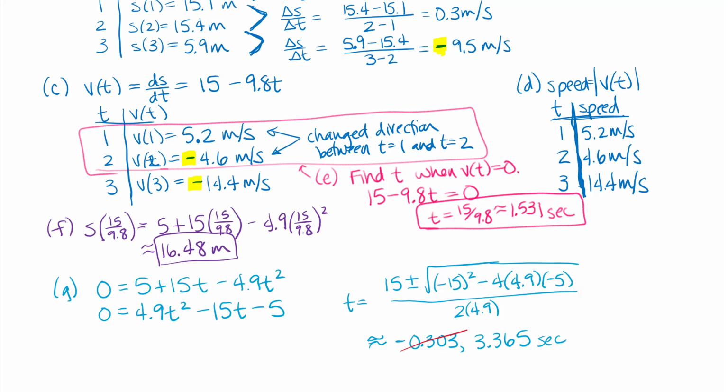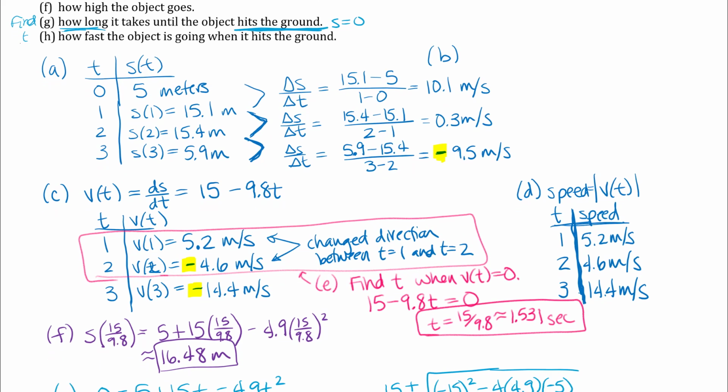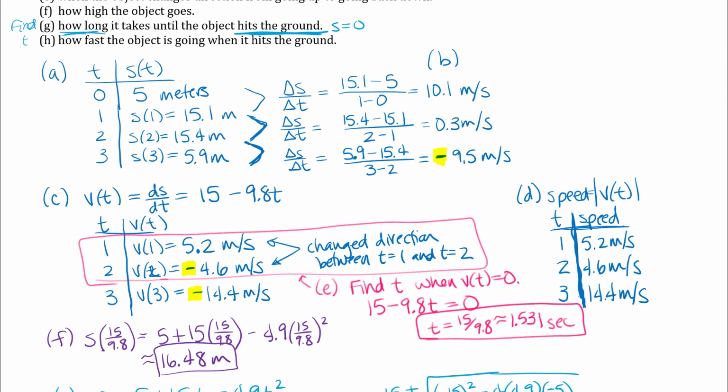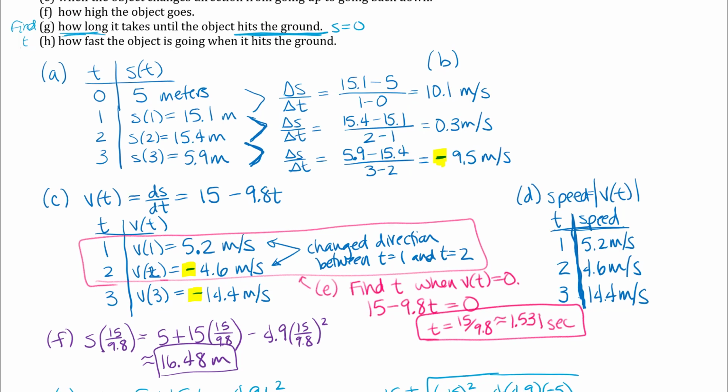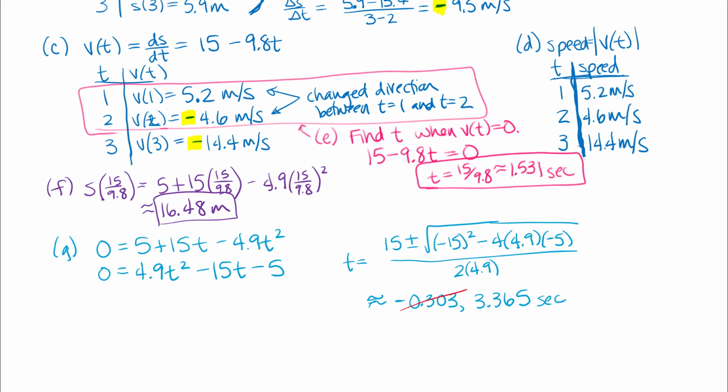All right, let's scroll back up and see what else it asked us. The last thing it asked us was how fast, so that's the speed of the object when it hits the ground. So we can just use our work from part G to answer part H. We're asked to find speed. I'm going to use my velocity function, and I'm just going to use my decimal approximation, evaluating the velocity function at 3.365 seconds.